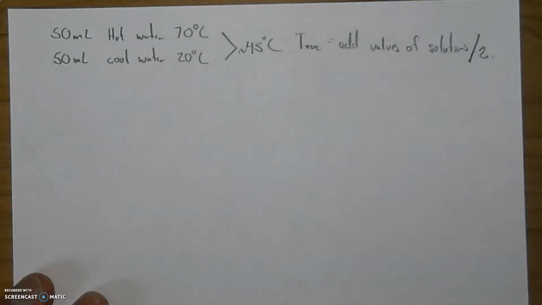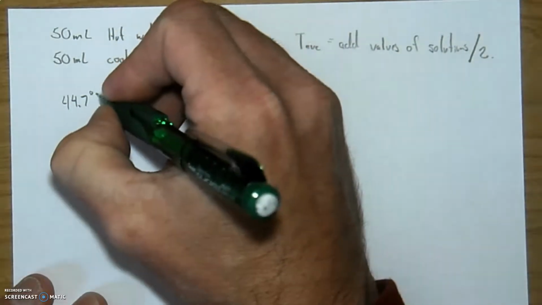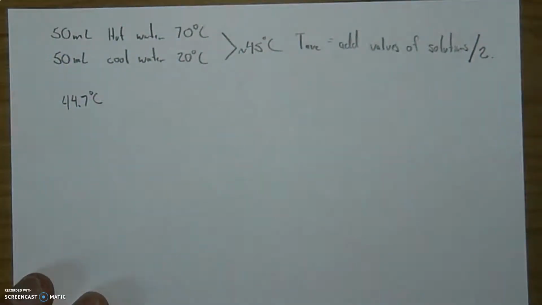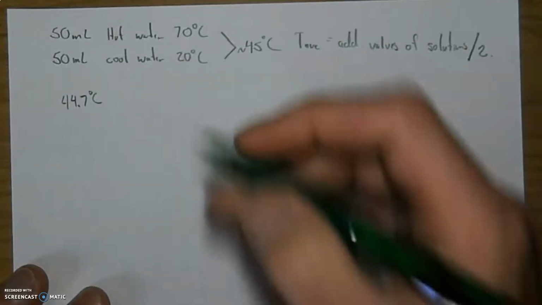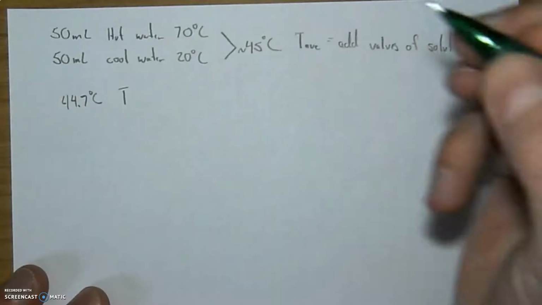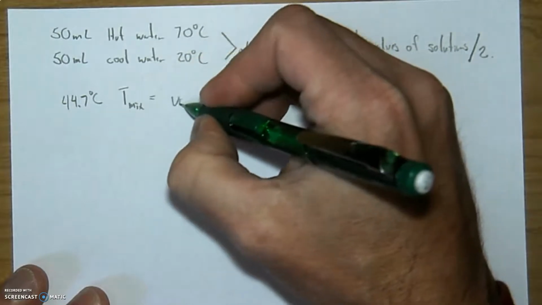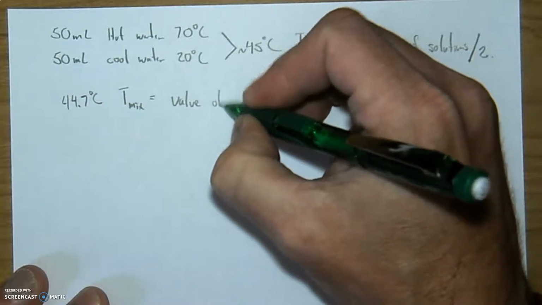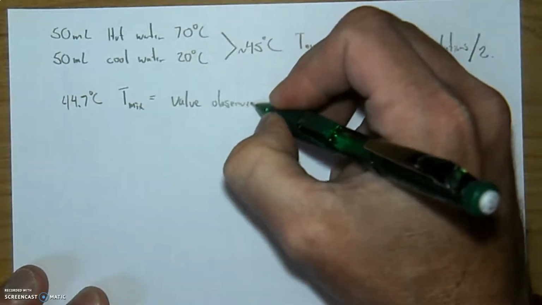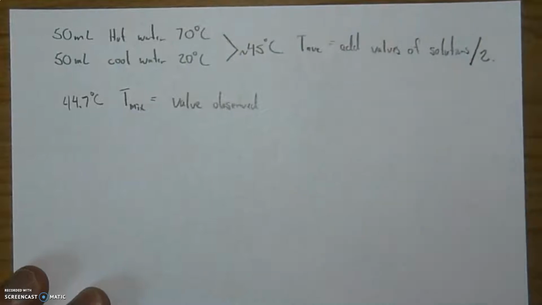Now, a reality is that if I add these up, it may not add up to 45. Realistically, it probably doesn't. Let's say, for example, I add these two up and I get 44.7 degrees Celsius. It didn't actually work. So I didn't meet what my expectations were. And the question is, why? Why did that happen? Well, first, let's just give that a name. And we're not going to call it T average this time. We're going to call it T mix. And that's a value. And I'm going to call this observed. I'll expand on this a little bit later, but we're going to call it just observed right now.